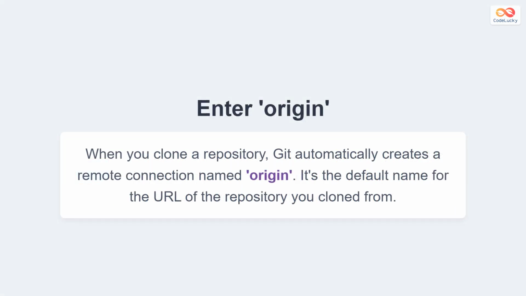So, where does origin fit in? Whenever you copy a project from a remote repository using the git clone command, Git does something helpful. It creates a bookmark or a nickname for that original internet address. The default name for this bookmark is origin.